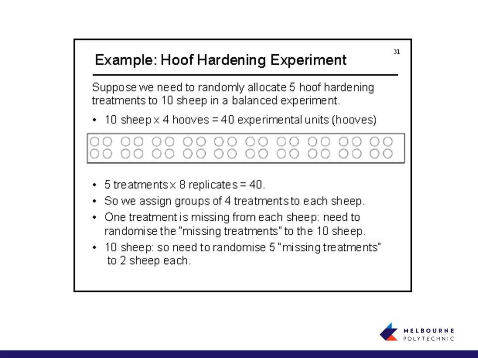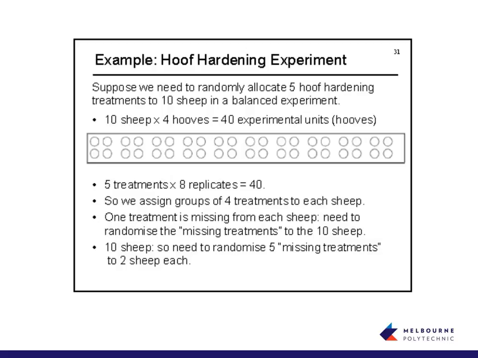But as it stands, we have 5 treatments, and sheep don't have 5 legs. So somehow we need to assign groups of treatments to different sheep. So we've got 10 sheep, which means 40 experimental units overall, because each sheep has 4 hooves each. So we have 5 treatments, 40 experimental units. 40 divided by 5 gives us 8. So we've got a possible of 8 replicates for each treatment, which is pretty good. So somehow we need to randomly assign groups of 4 treatments.